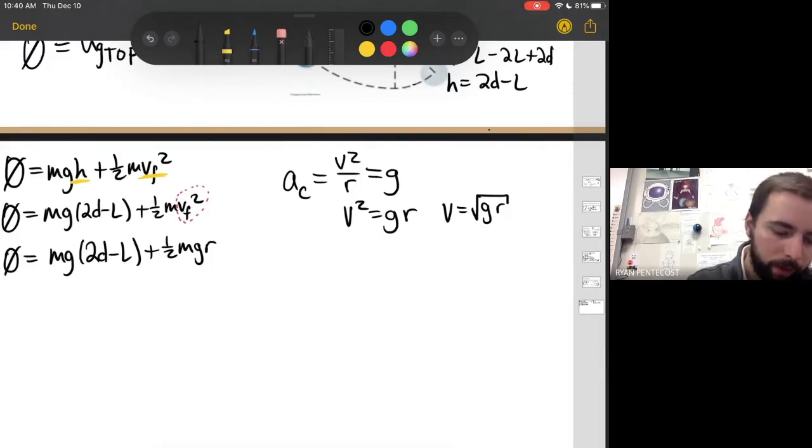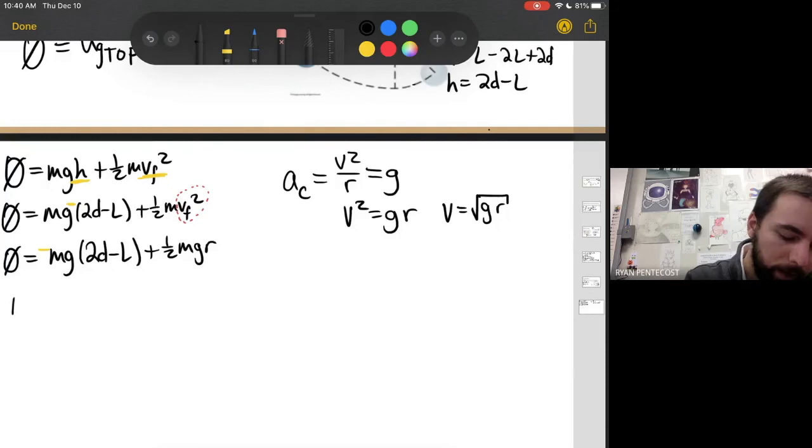Actually, you know what? Let's go ahead and subtract that over. So we're going to incorporate a negative. So this is going to get complicated. What we can do here is say that our height is negative, okay, which it is, right? It is below the ZPL. So let's add that over, because we can say that this is actually a negative mg 2d minus L. So let's add that over to solve for this.